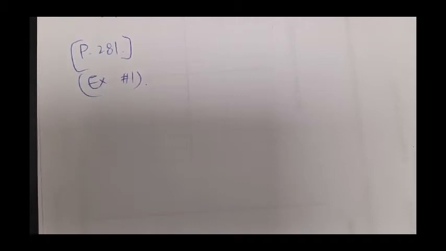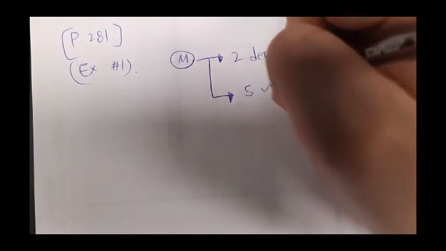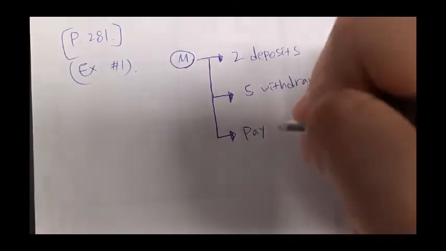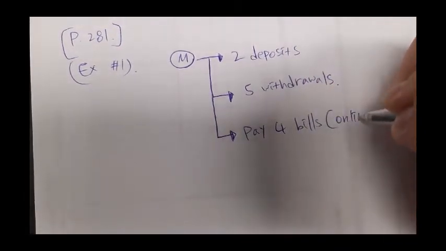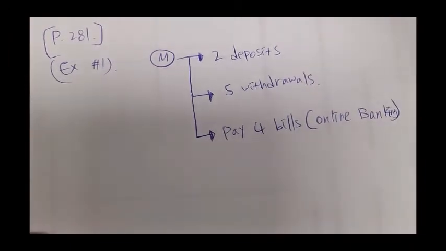So if you look at page 280, you have 4 different types. Value account, self-service account, full service account, and bonus saving account. So let's talk about pros and cons as time goes. First things first, let's talk about what Mary did. Mary did 2 deposits and 5 withdrawals. It can be ATM. For example, it says ATM, sorry. She paid 4 bills online. Online banking. Something like that.